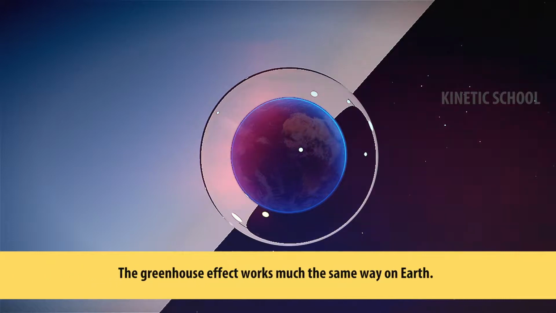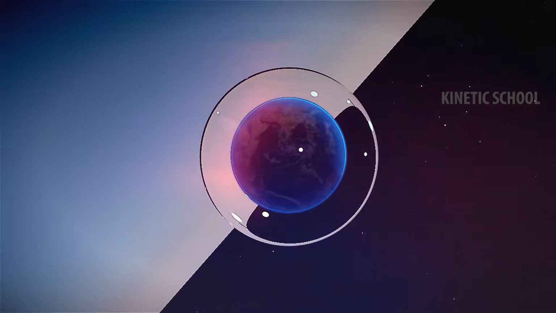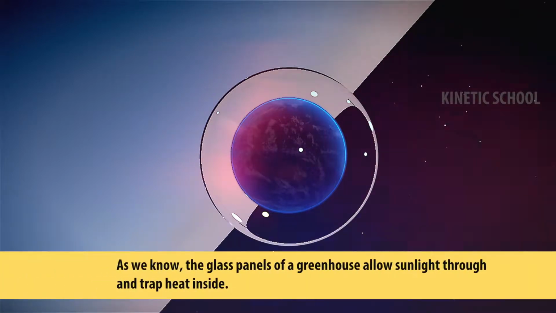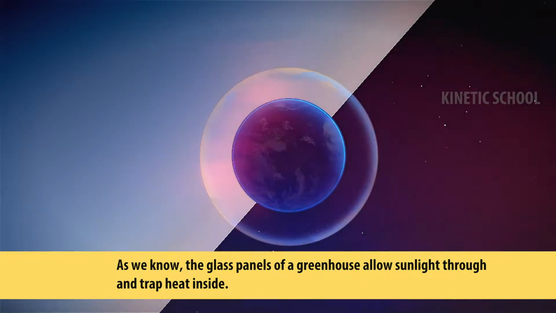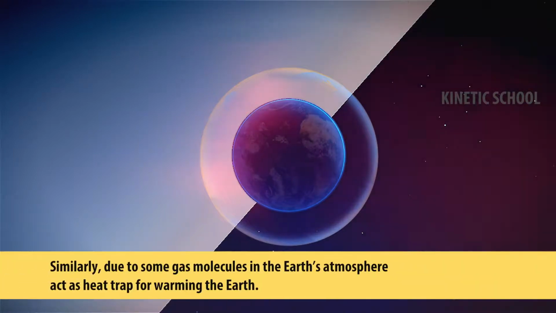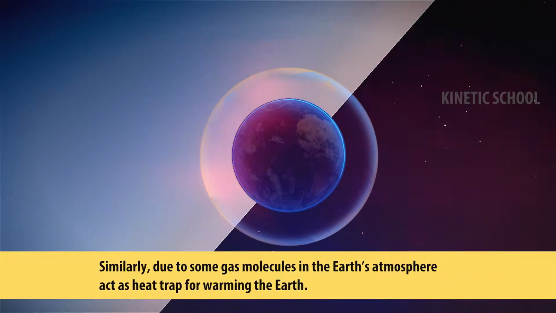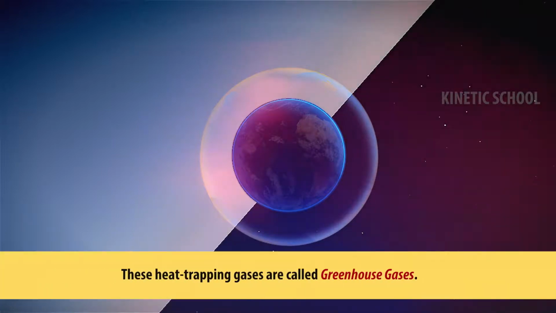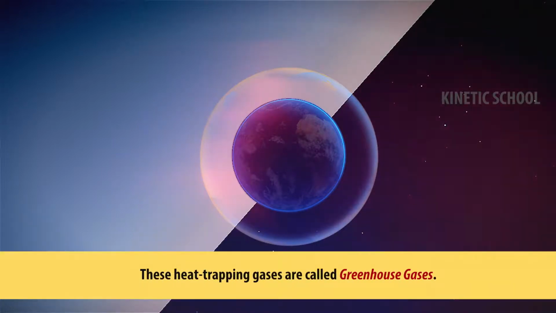The greenhouse effect works much the same way on Earth. As we know, the glass panels of a greenhouse allow sunlight through and trap heat inside. Similarly, some gas molecules in the Earth's atmosphere act as a heat trap for warming the Earth. These heat-trapping gases are called greenhouse gases.